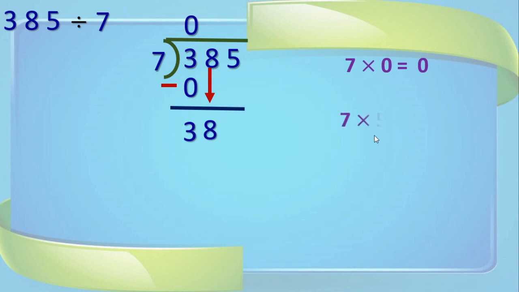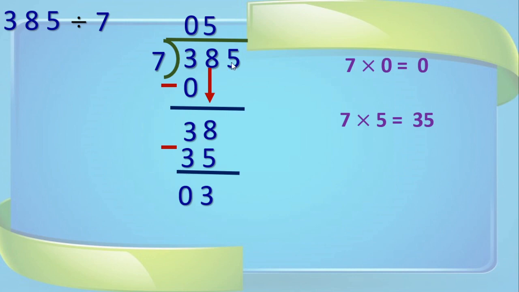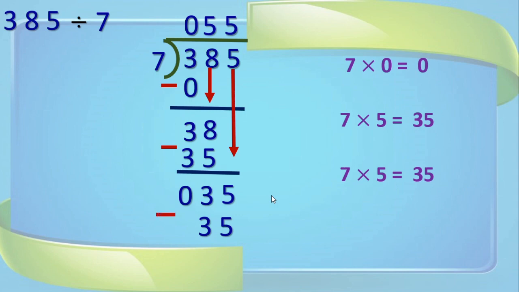Yes, 7 fives are 35, isn't it? So what will we write? We will write 5 in the quotient and 35 below. So 38 minus 35 is equal to 3. Again here 5 is there. We will take this 5 down. It became 35. Correct? Now 7 fives are 35. So again we will write 5 up and 35 down below 35. So 35 minus 35 is nothing but 0. Got this, children? How to do?